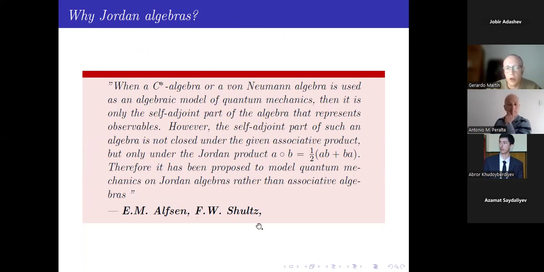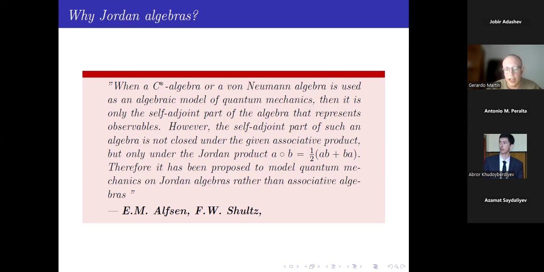Now, if we wonder why we should study Jordan structures, I want to talk about this quote of Alfsen and Shultz, which is related with quantum mechanics. When we consider C-star algebras or von Neumann algebras, they are used for the algebraic model of quantum mechanics, and the observables are represented by the self-adjoint elements of this space. But the self-adjoint part of such an algebra is not closed under the given associative product, but is closed under the Jordan product, and that's why it's important to use Jordan algebras rather than associative algebras to study quantum mechanics.